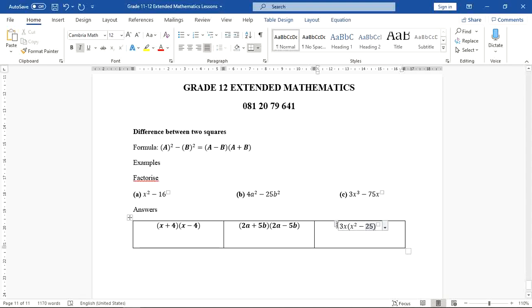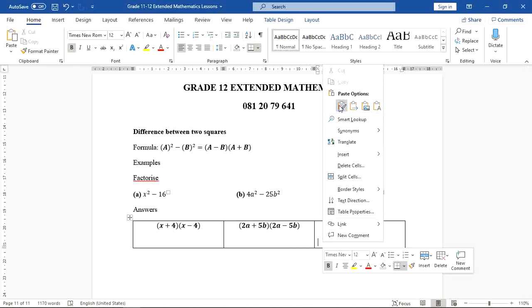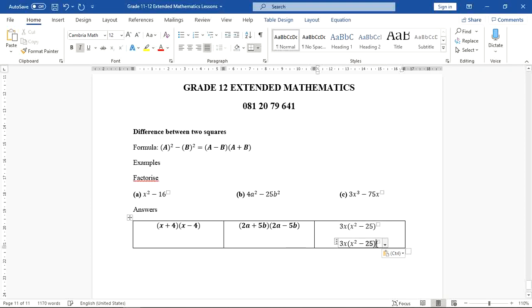Please allow me to copy this again. Okay, just open up two more brackets, and then square root of x squared is x, square root of 25 is 5. We do the same thing here, but this time around with the plus, and that's the answer, and that's it.